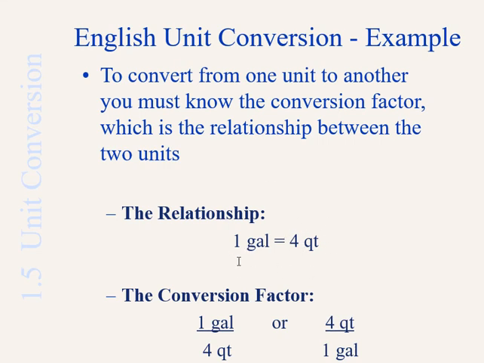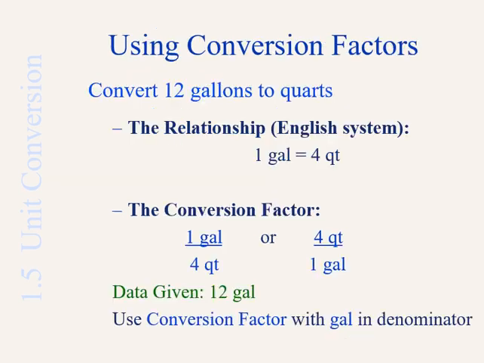Once you have written down the relationship, you will then write down the conversion factor. Every relationship has two conversion factors, where you would place one side of the relationship as a numerator and the other side as a denominator, and then you would flip it. So you have 1 gallon over 4 quarts or 4 quarts over 1 gallon. One of these two conversion factors is what you will use based on the details of the problem. So let's look at a problem and keep these two conversion factors in mind.